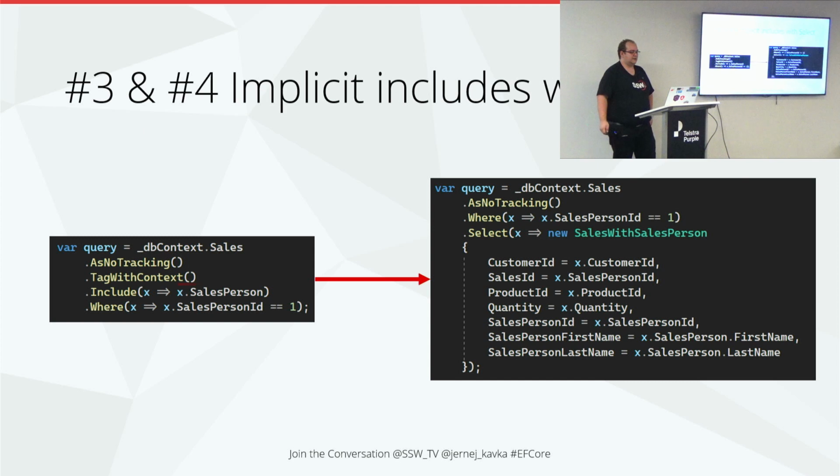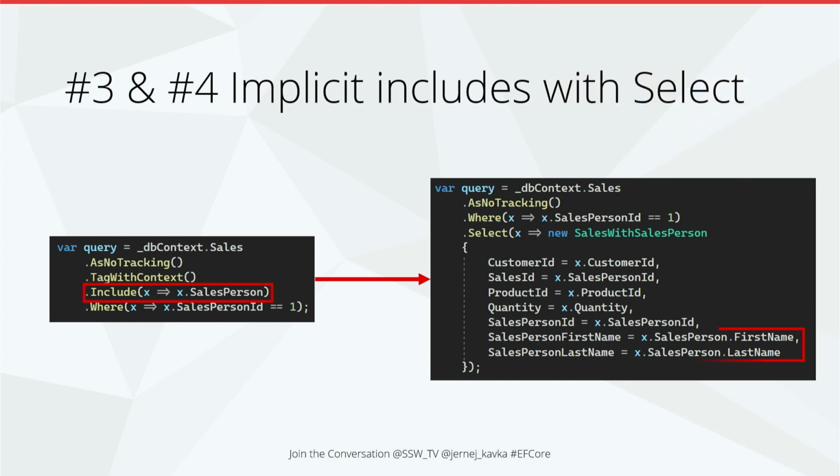So what you want to do is, instead of using .include, you want to do a select statement and specify them directly in the select statement. Because what happens in EF Core is it will implicitly include everything that you include in the select statement. That also means if I remove these two lines, it will no longer join to the customer table. It's gone. And I don't have to worry about that.